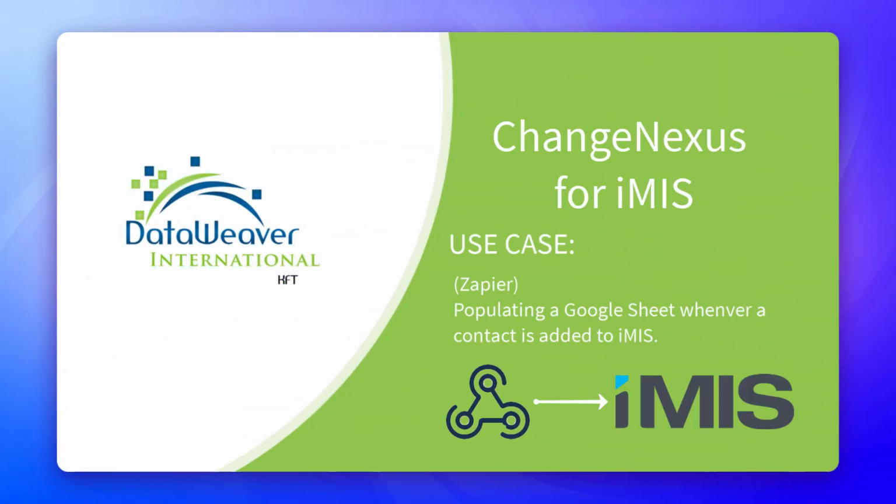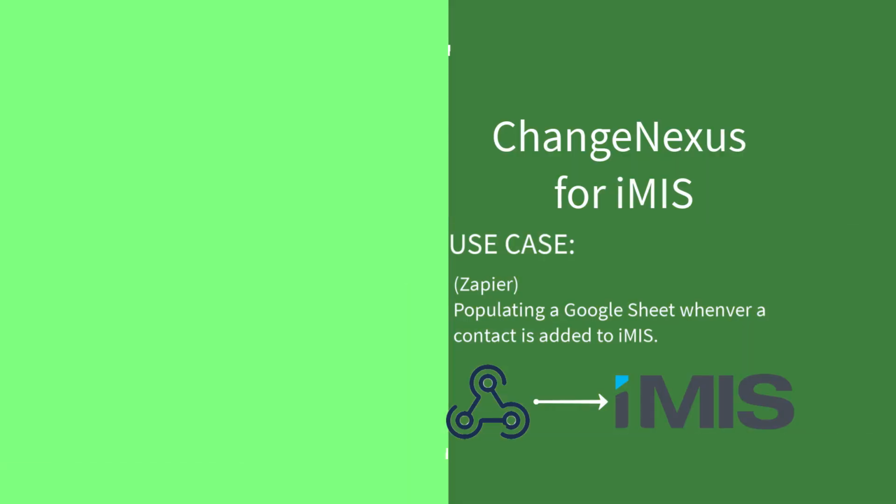For our Change Nexus for iMIS use case today, we're going to populate a Google Sheet whenever a contact is added to iMIS. So when a contact is added to iMIS, Change Nexus will relay a webhook. We're going to send that to Zapier, and Zapier is going to help us populate the Google Sheet.